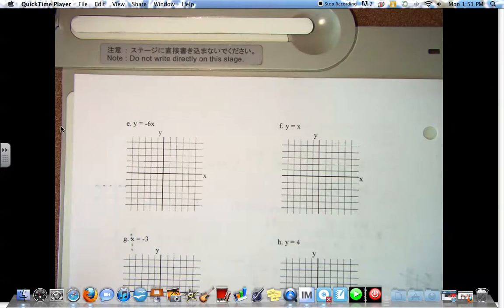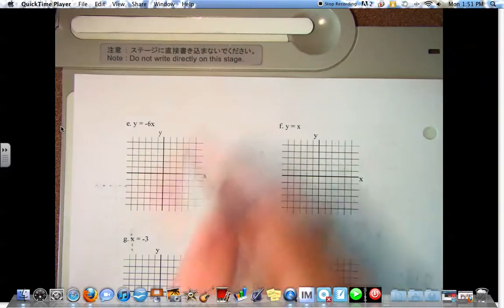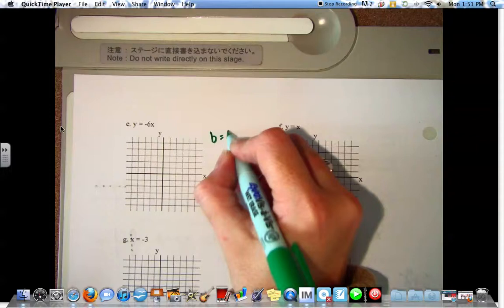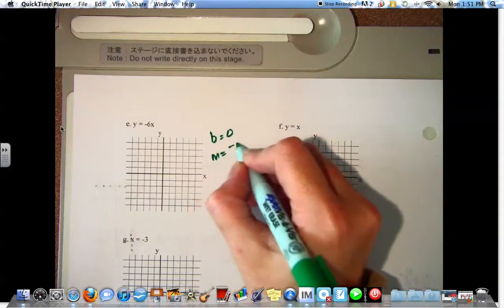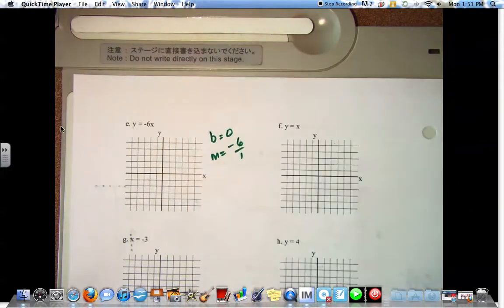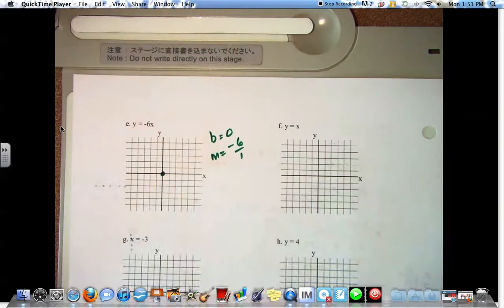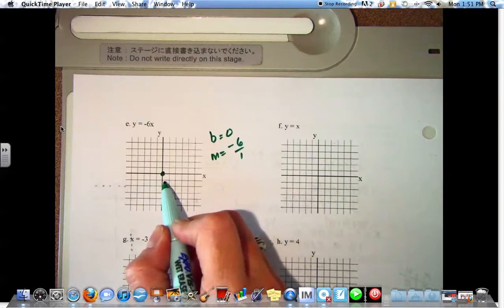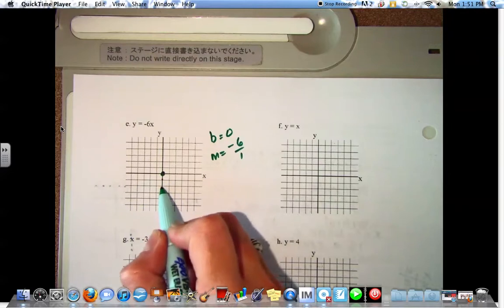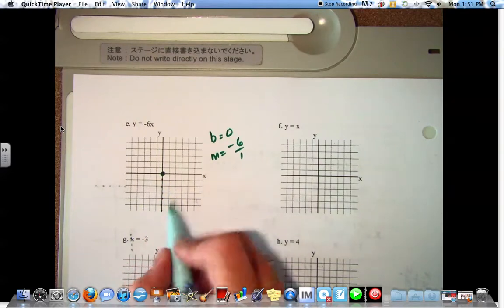All right, E. What is my y-intercept? 0. And my slope? Negative 6 over 1. All right, so I'm starting where? At the origin. And then? Down 6, over 1.